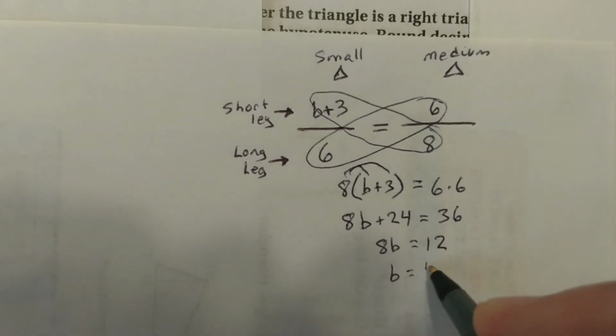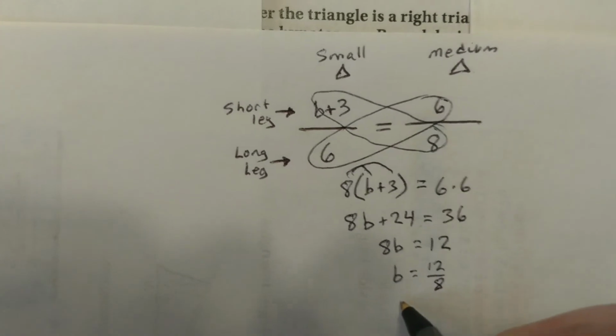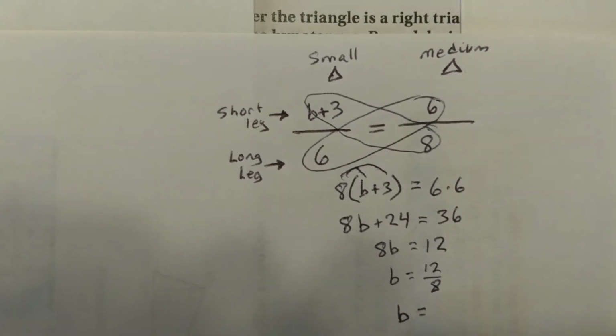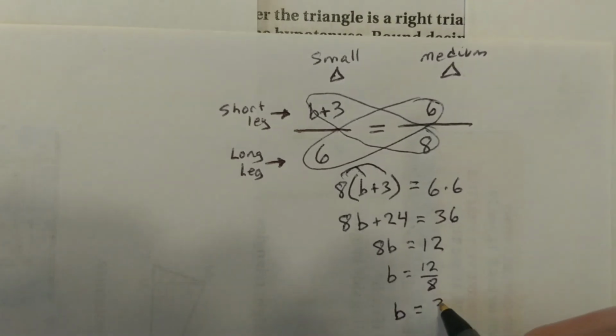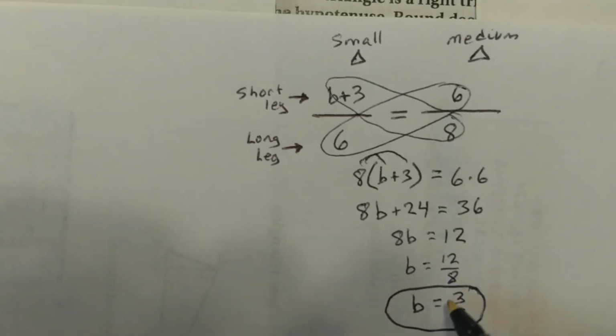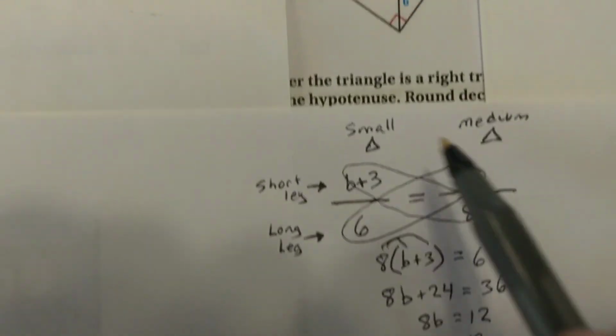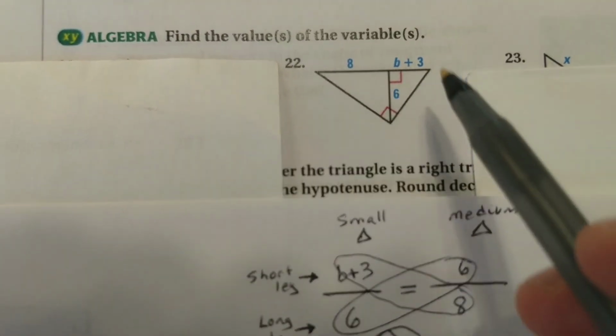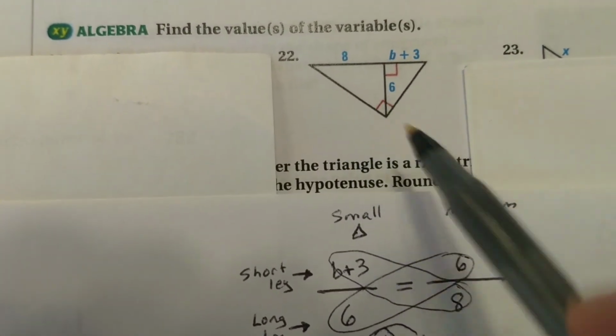So b equals 12 eighths, and when I simplify by dividing 4 from the numerator and denominator, b would equal 3 halves, or 1 1/2. Okay, so that is the only value that I could possibly have in order for this to be true, where these are all right triangles.